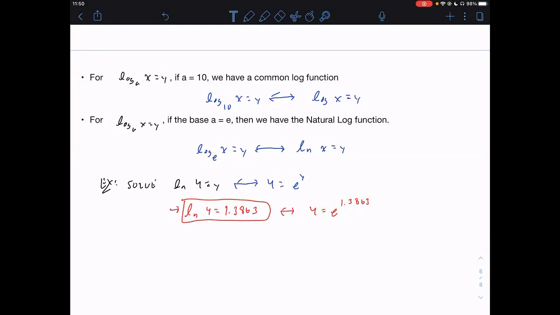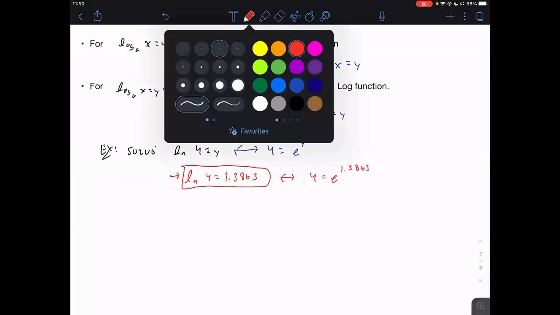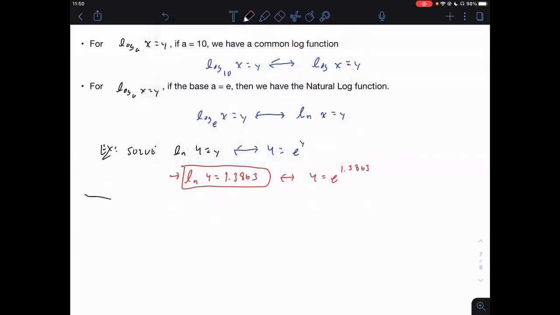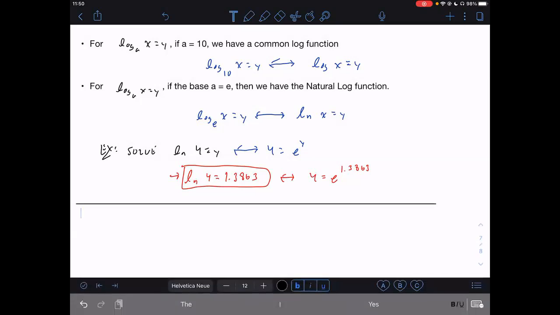Okay, so let's do a couple more review items here regarding the properties of the natural log, which also apply to the regular log function. All right, the following rules apply to both the log and the natural log. It's going to be in terms of the natural log, but these same properties also apply to regular log, to any base log function.